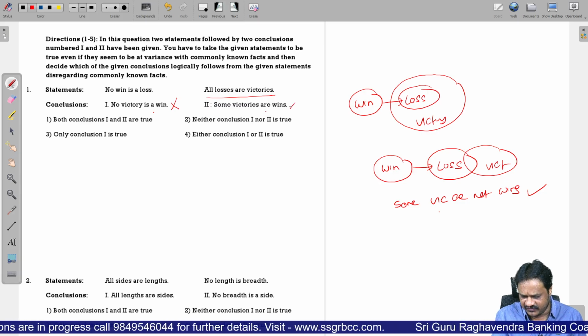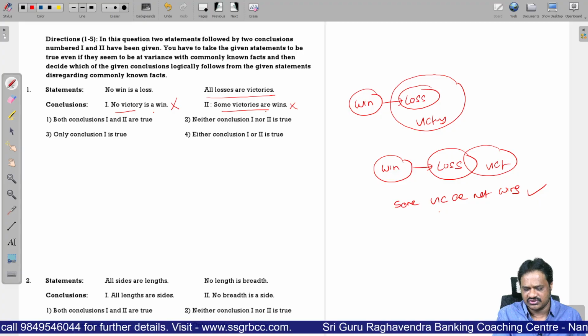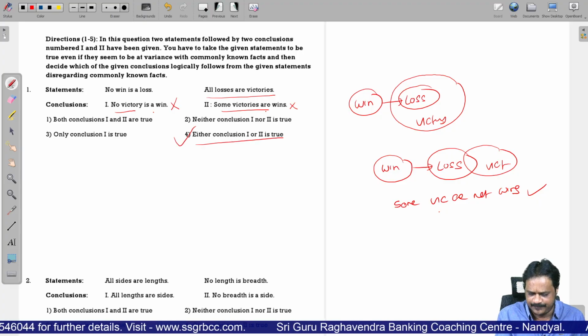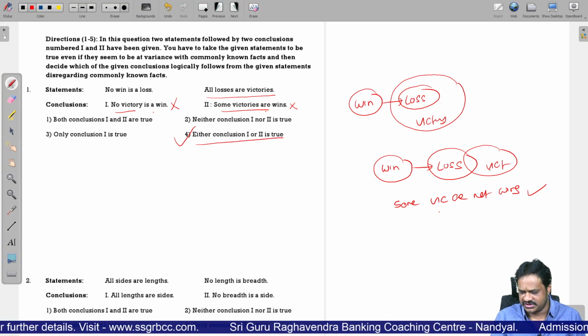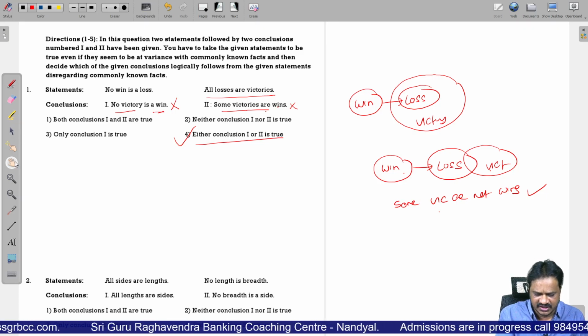Some victories are wins does not follow. But these two are called complementary pairs. So, what is your answer? Either one or two, because between victory and win there is no relation. We are having "no victory is a win" and also "some victories are wins." Complementary pair. Let us see the next question.